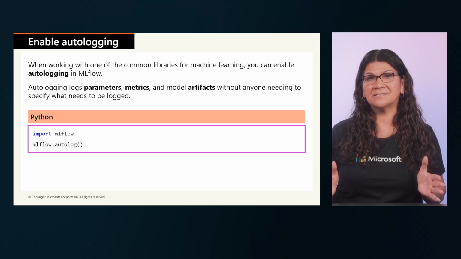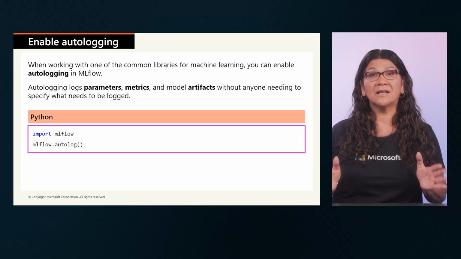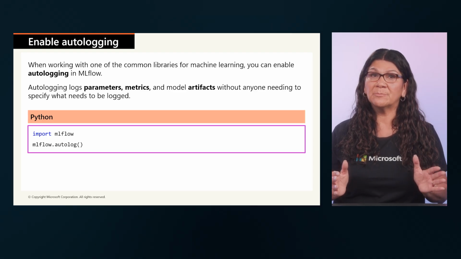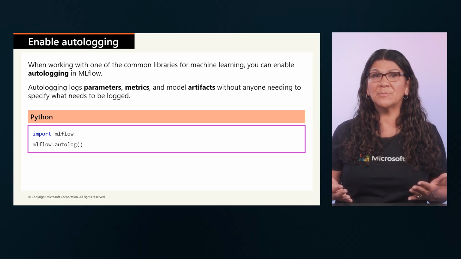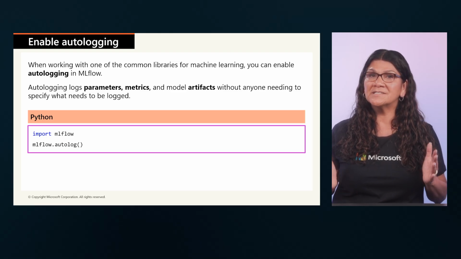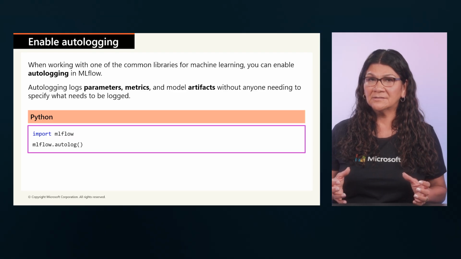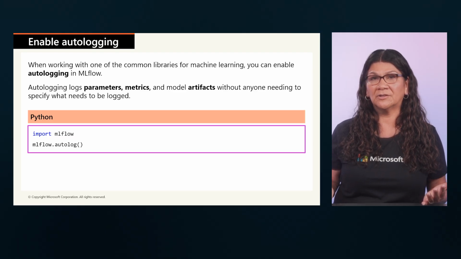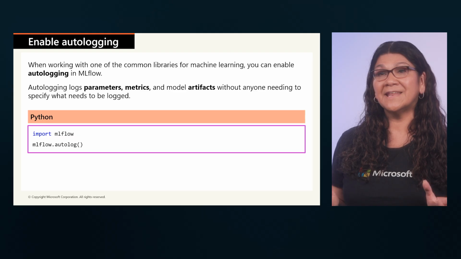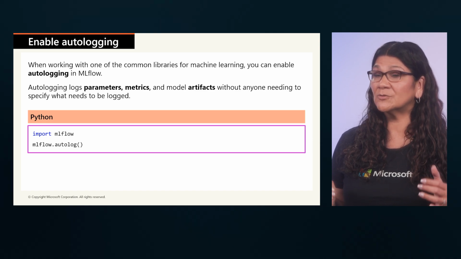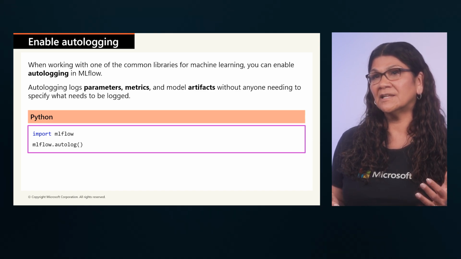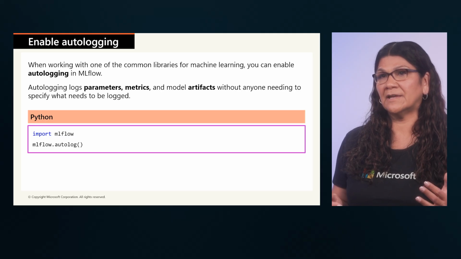Consider this use case. You're iterating on a churn model in scikit-learn or XGBoost. Autologging will record each run's hyperparameters and performance metrics, plus artifacts like the fitted model, so comparing runs is effortless. Best practice is to enable mlflow.autolog before you train and still add targeted custom logs for business-critical signals like recall at 5% false positive rate.